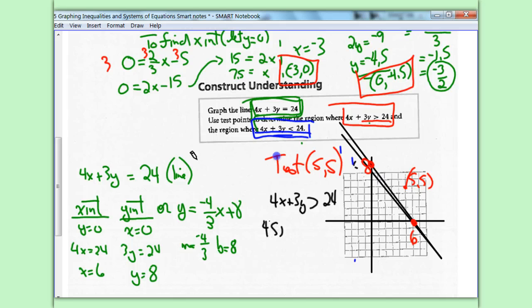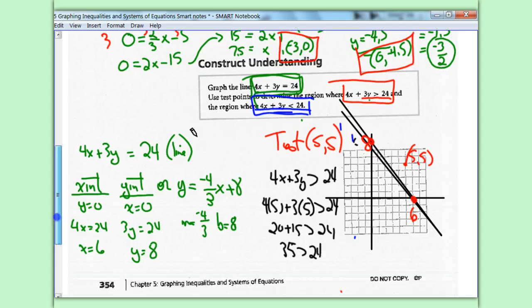4 times 5 plus 3 times 5 is supposed to be more than 24. Is this true or is it false? 20 plus 15, I get 35, which is more than 24. So the question is, based on the red equation, is that true or false?